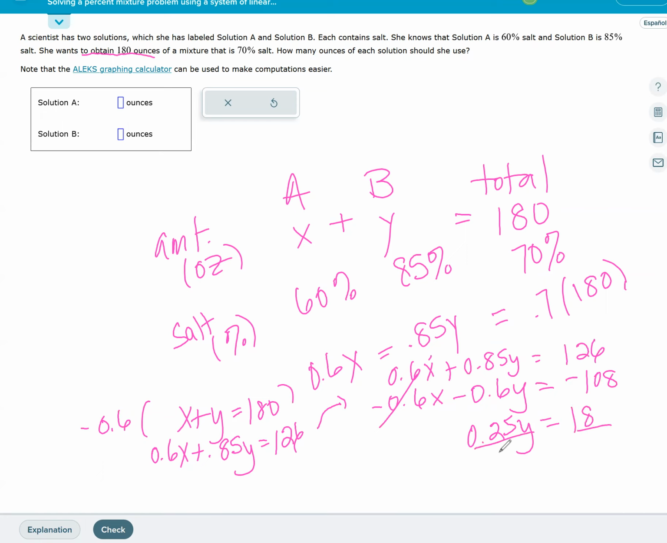And I'm going to divide both sides by 0.25, which is the same thing as multiplying 18 by 4. And that's 72. So y is equal to 72 ounces. So we'll type that in. Our y was our solution B. So it's 72 ounces. I know my total is 180. So I'm going to just take 180 and subtract 72 to get 108.